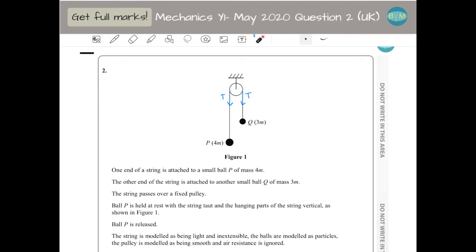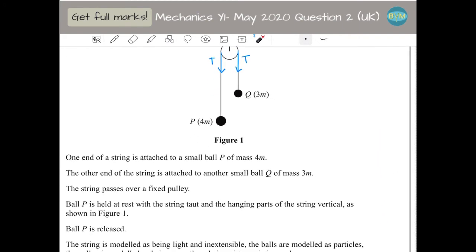So we need to find the tension. If we see the particle P, I'm going to draw the forces that I have on it. I have tension pointing up, which is again the same because the string is inextensible, and I have a weight pointing down that is going to be 4mg, so the mass times gravity. And in the Q, I'm going to do the same. I have tension pointing up, again the same value, and I have my weight pointing down.